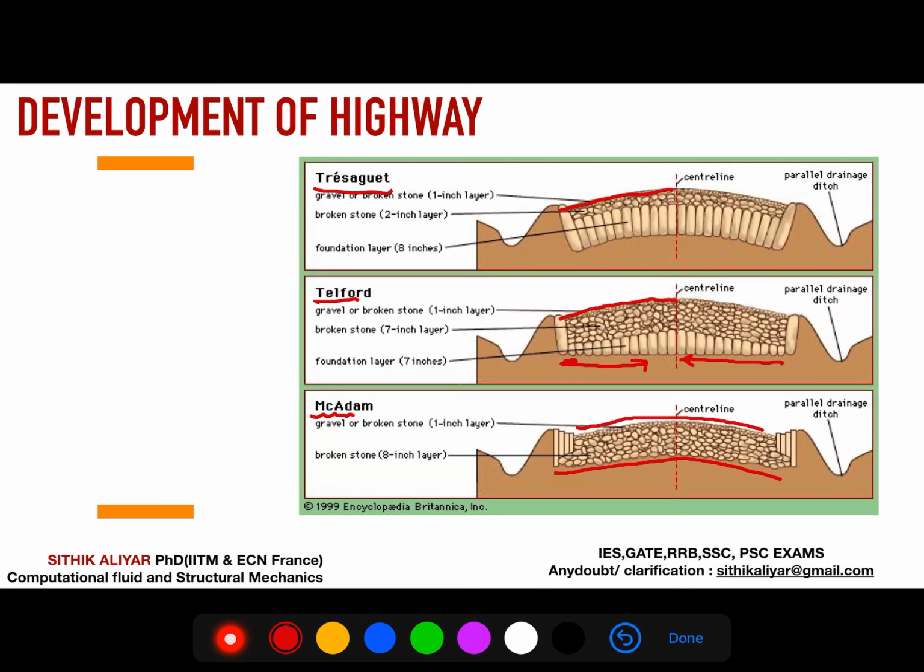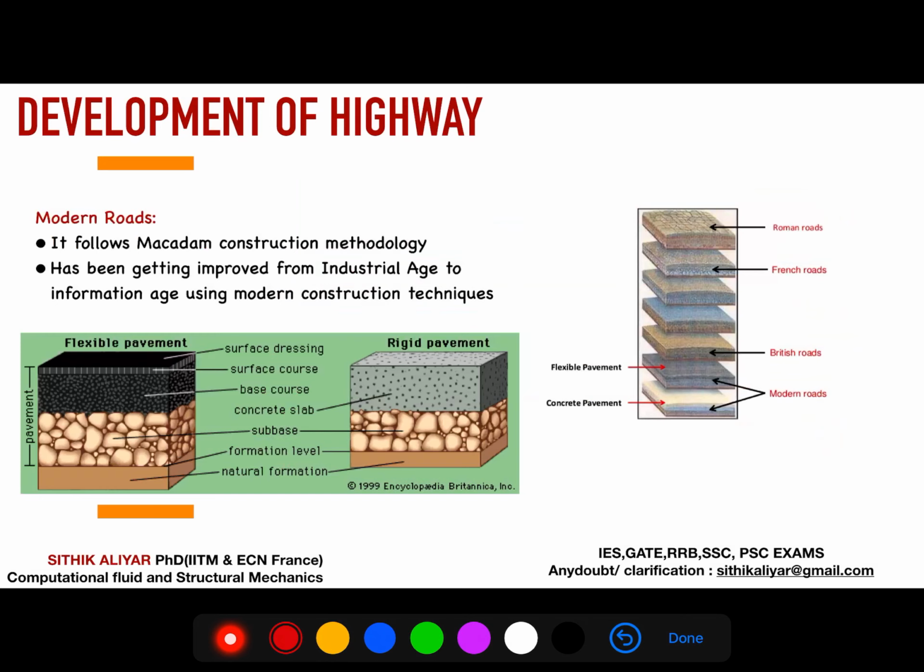I hope you know the name Roman roads. From there, how Trésaguet came, then how Telford modified a little from Trésaguet, then how Macadam took their points and made world class roads. Still we are following it after 200 years also. Okay, so this is how the world history ends, and now we have modern roads.